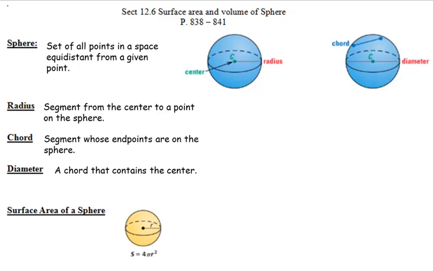A chord is a segment whose endpoints are on the sphere. So if you look over here on this one, there's a chord right here with endpoints that are on the sphere. It doesn't go through the center, so it's not a radius. It's just a chord. It's a little piece that goes through the inside of your sphere. Now, a diameter is the chord that contains the center. So it goes from side to side, right through the middle of the center.